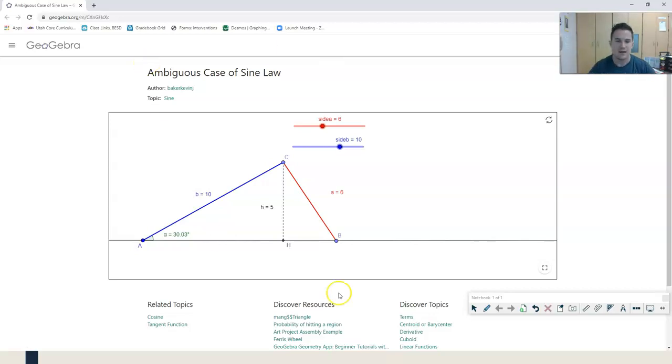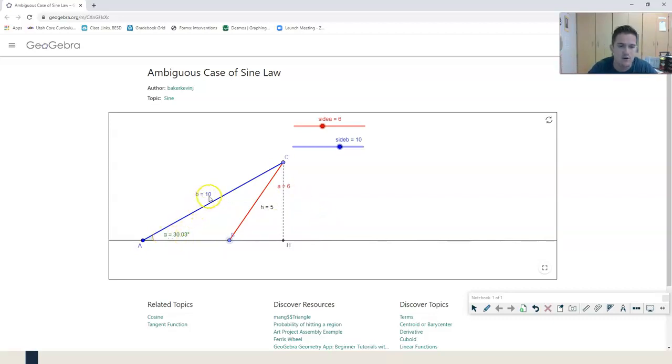So, here on this little applet that I have pulled up, I have a triangle. I know this angle right here is 30 degrees. I know this side is 10. And I know this side is 6. So right now, that looks like a perfectly decent triangle. But notice something when I move this side. I haven't changed the side length, but if I move it over here, that triangle also exists. That's an actual other triangle with those same stats.